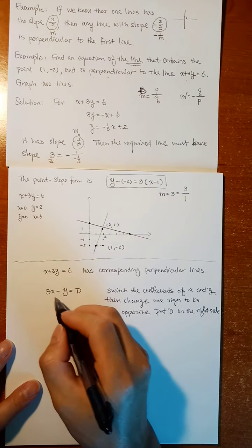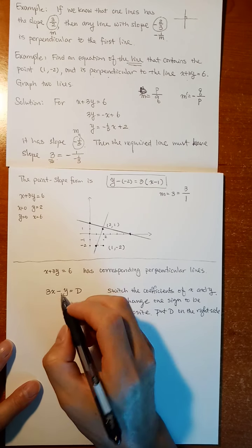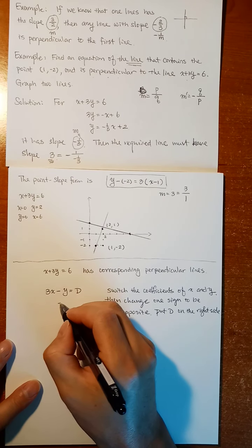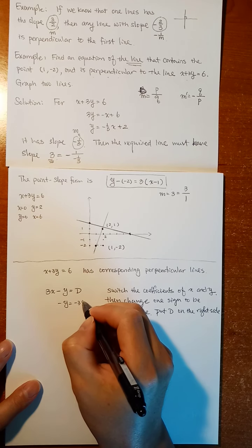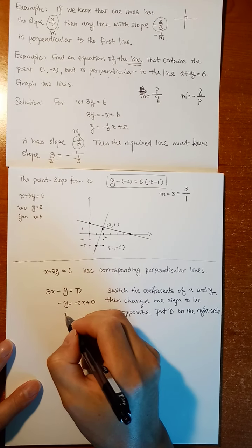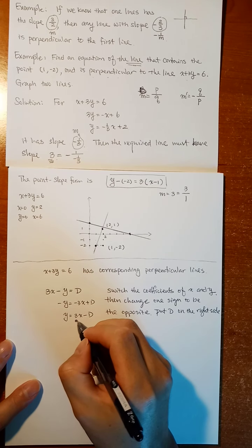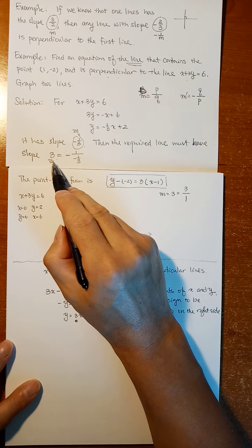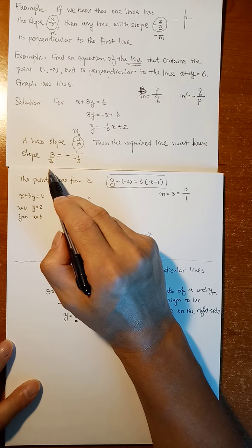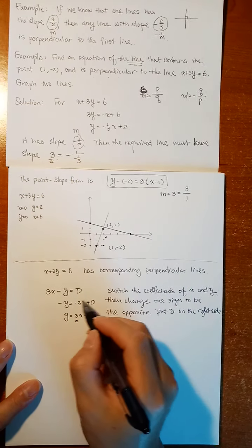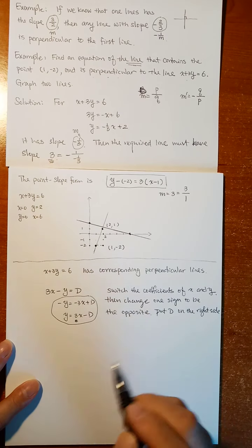Why? Because you try that. If you move the 3x to the right-hand side and divide by -1, you see the slope is 3. So remember here, we require the slope to be 3. Okay, so this is a verification of why this works.